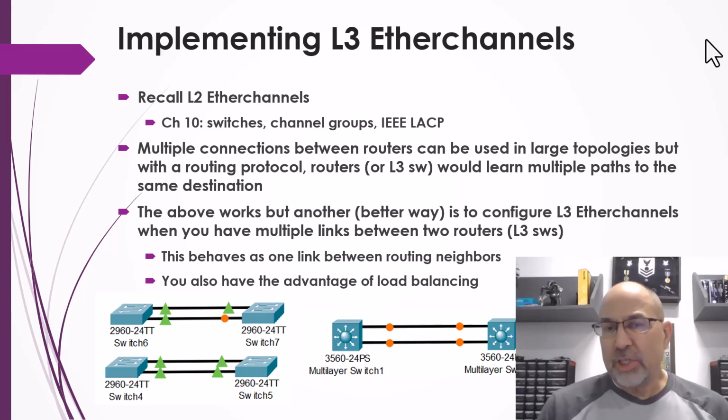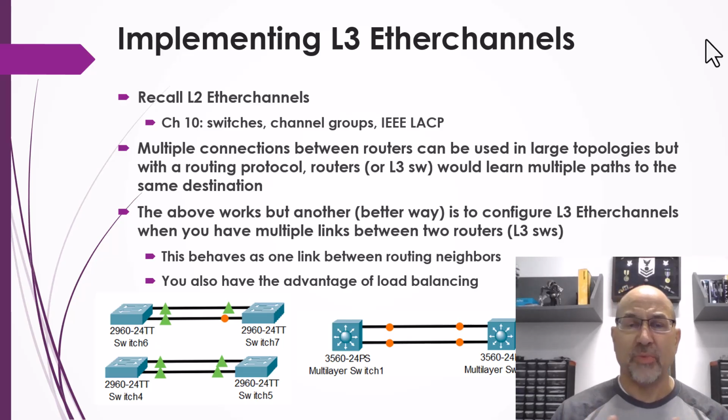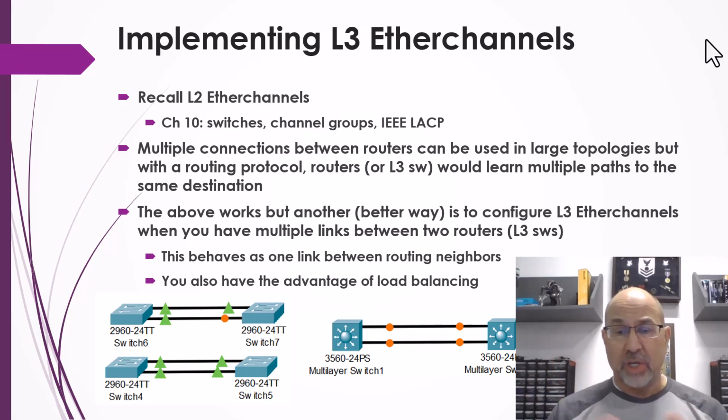Now, why wouldn't you just hook up a bunch of routers together? You could do that. You could say, well, that's all right, I'm just going to hook up a whole bunch of routers together, and I'll run multiple connections between the same routers, just like you see in multilayer switch 1 and multilayer switch 2. The problem with not creating an EtherChannel is that now the pathway to destination networks would have 2 routed pathways that it would understand.